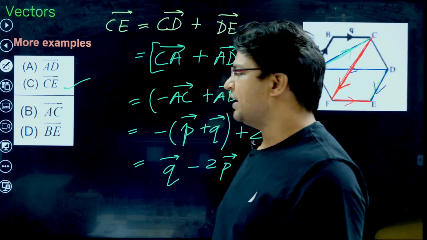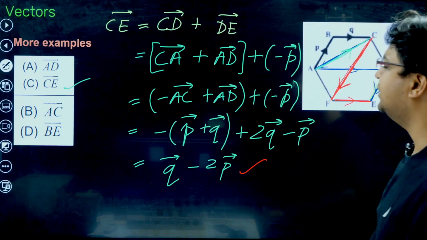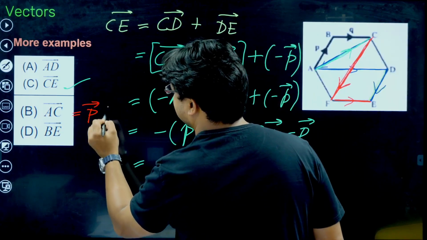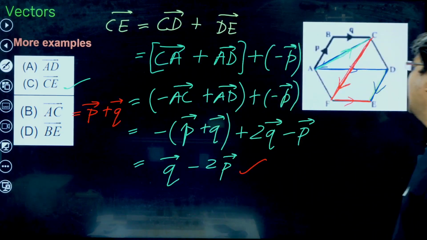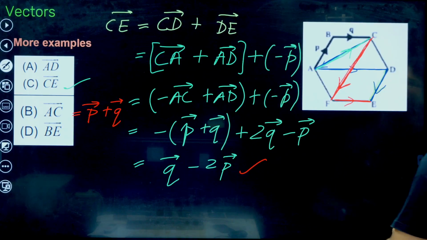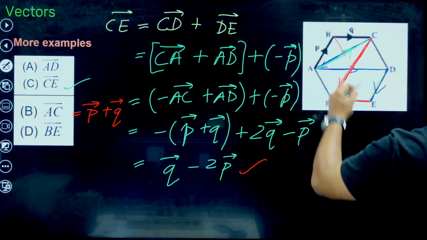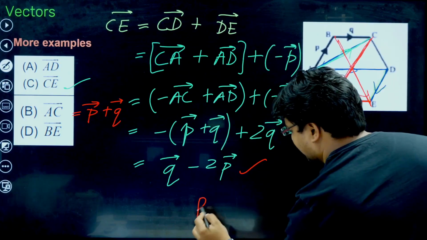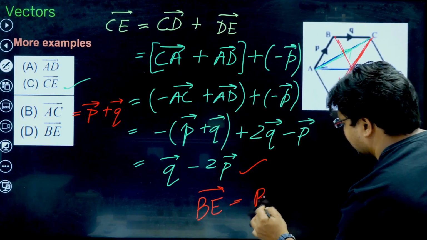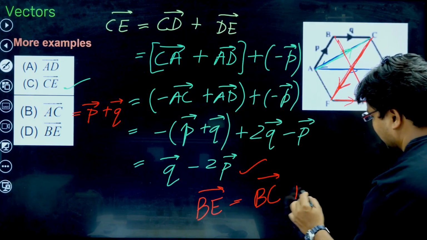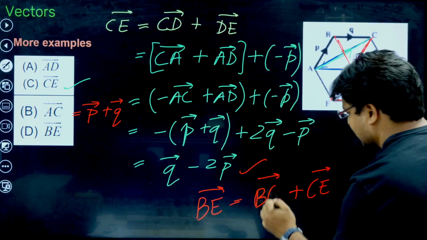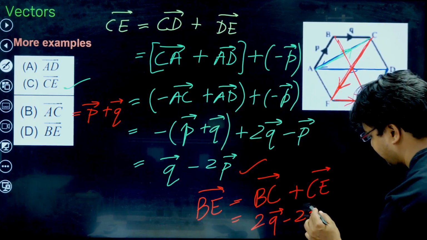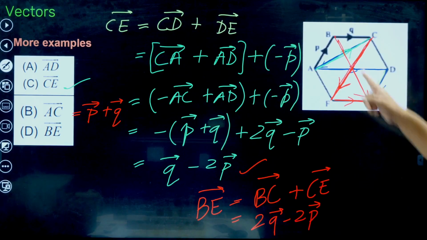Getting this, everyone? Likewise, we can talk about AC vector. We have already taken care of AC vector. AC vector is nothing but P plus Q. And then BE vector. If you are trying to write BE vector now, I think it's pretty simple. You will write BC vector plus CE vector, that is Q vector plus CE vector. CE vector is already there. So it will become 2 times Q vector minus 2 times P vector. That would be your answer for BE vector.